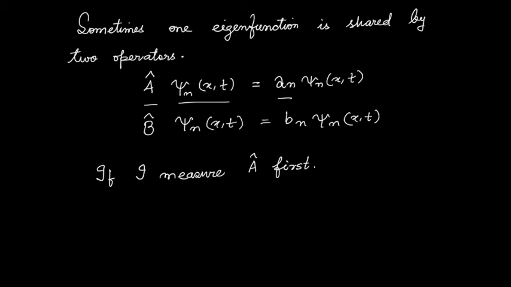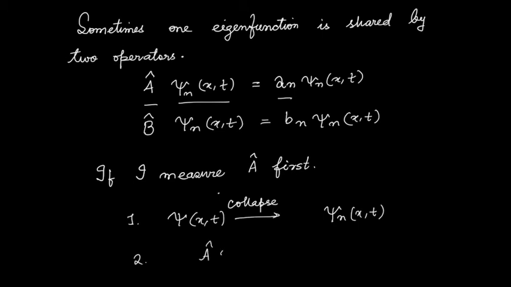So if I measure A cap first, then psi(x,t) will collapse. Collapse means that it will lose its earlier identity. It will assume one of the eigenfunctions of A. Collapse to this, first this will happen. Then A cap will act on psi_n and will give you a_n psi_n.